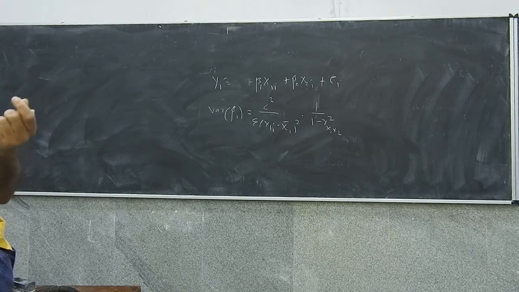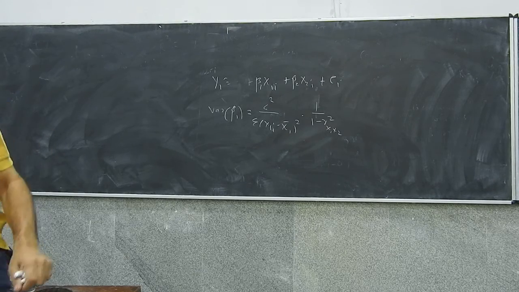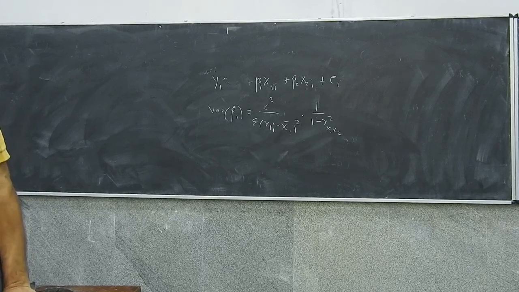What would be your response to this situation? If you include x2, the variance of beta hat 1 increases. If you don't include x2, the estimator is not unbiased. There is an omitted variable bias. So what to do? What is the more important thing to do?